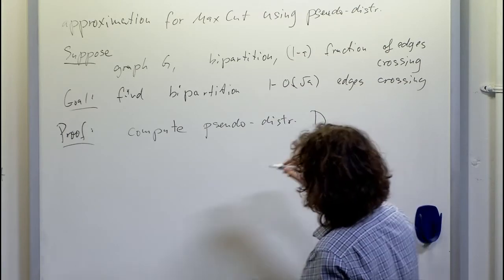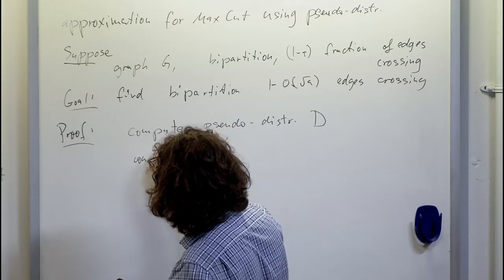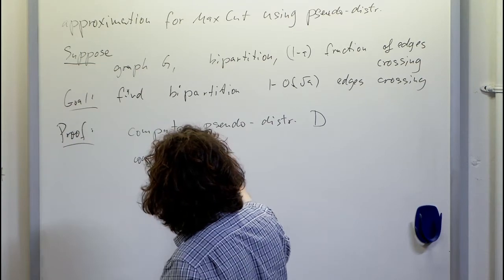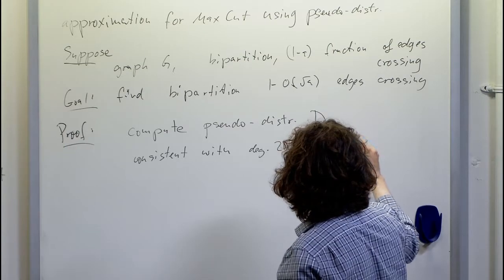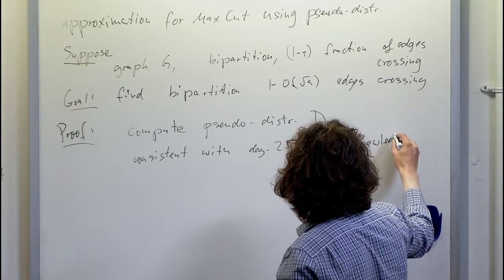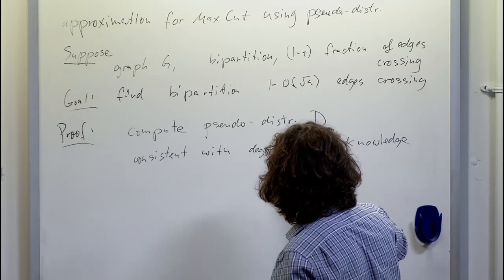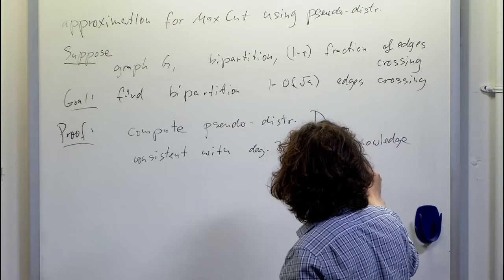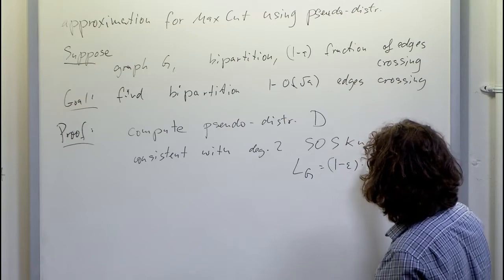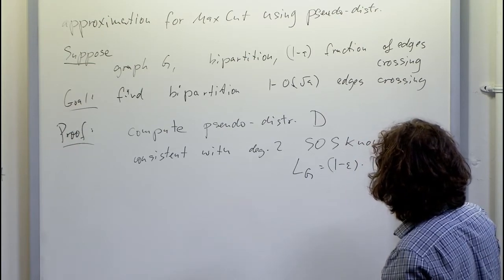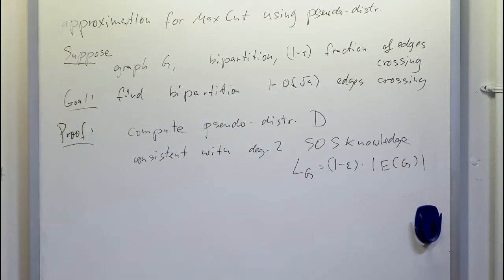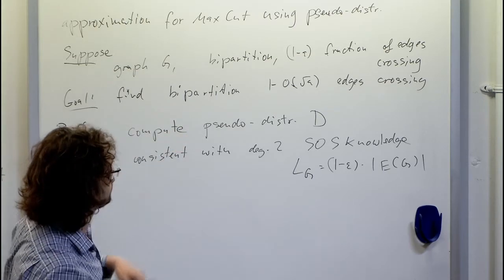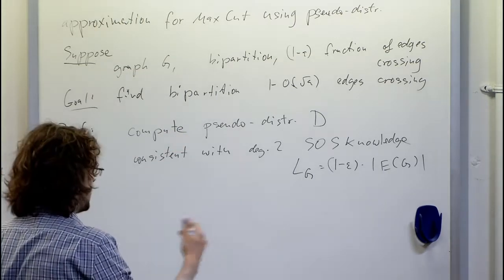D that is consistent with, let's say, degree 2 sum of squares knowledge, and the condition that the Laplacian is equal to 1 minus epsilon times the number of edges in the graph. So that just means that this fraction of edges cross. Okay, and now we want to extract from the pseudo distribution an actual distribution, an actual solution.